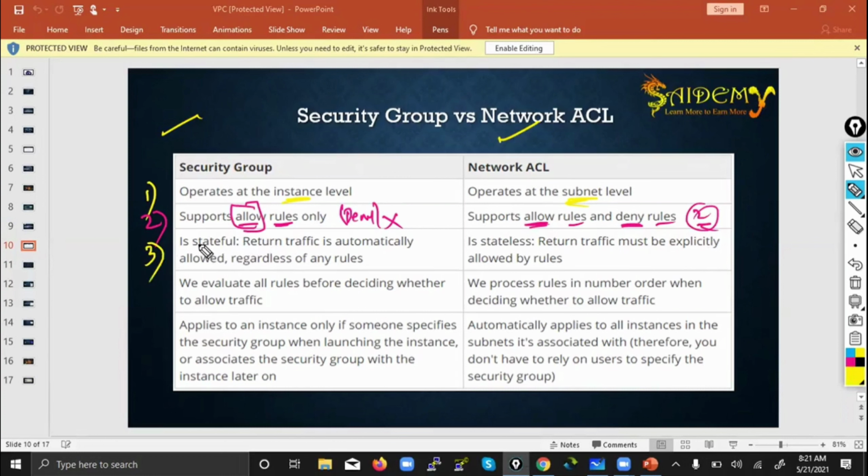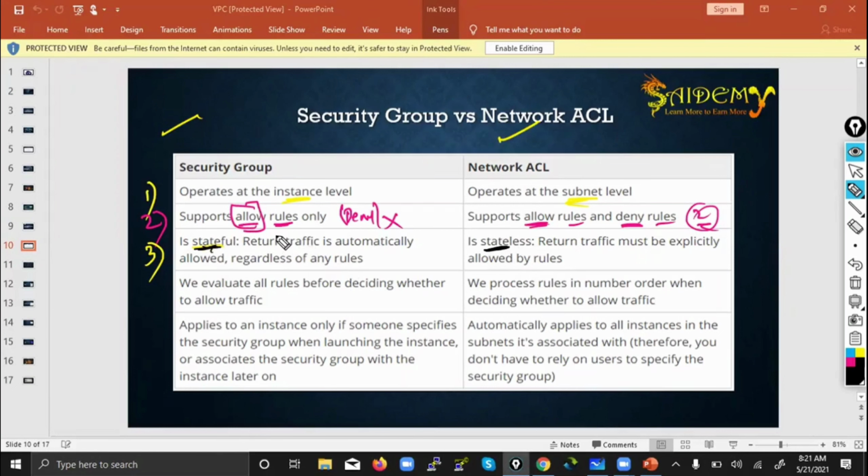Third one, security group is called stateful. So up to you. I have given you one story. If you remember that story, you can think of the story and say the answer in the interview. If you have some blind spots to remember, it's okay. Ultimately, you have to say the correct answer. That is what I want.